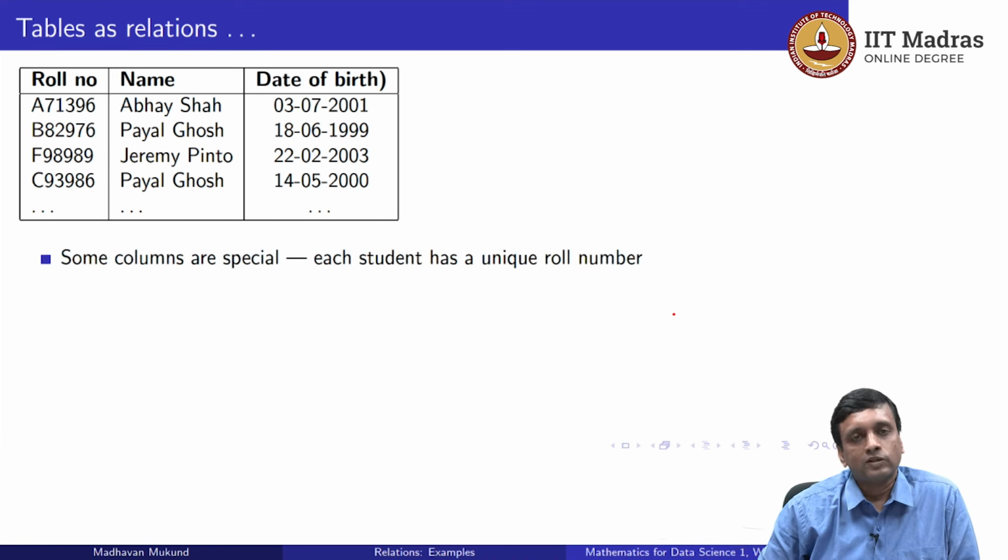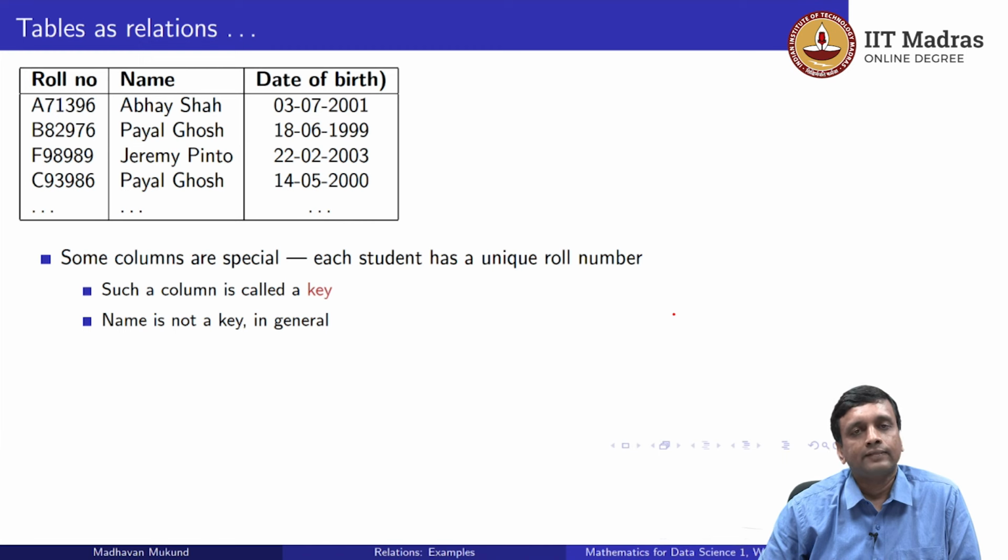So here what is important is that some columns are not natural in a sense. We know that everybody has a name and they are born on a particular date, but this roll number is actually assigned to them by the school or college. And this is something which is designed to be unique, so no two students get the same roll number. So this kind of column is called a key, and this is because we want to identify each student directly and individually without getting confused about which student we are talking about.